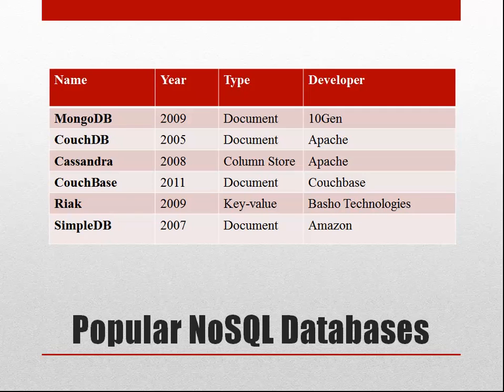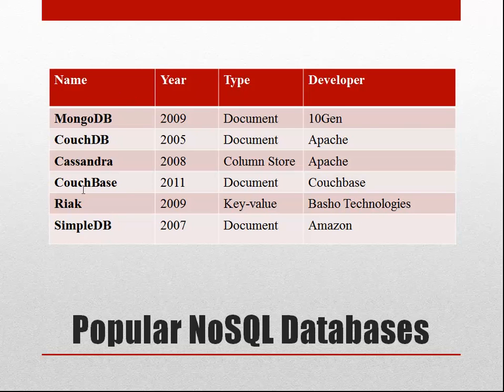So let's take a look at some of the popular NoSQL databases. Of course, we have MongoDB, which is what this course will be on. It came out in 2009 by developers called 10gen. We're going to talk about the types, but MongoDB is a document database, which is one of the 4 types of NoSQL databases. Probably the most popular.